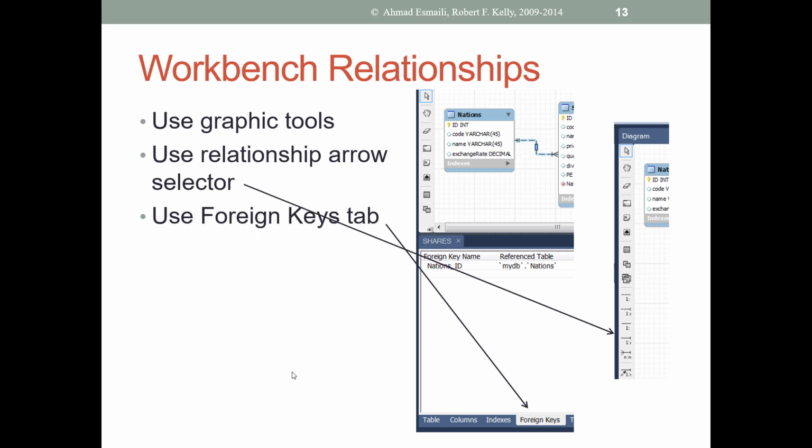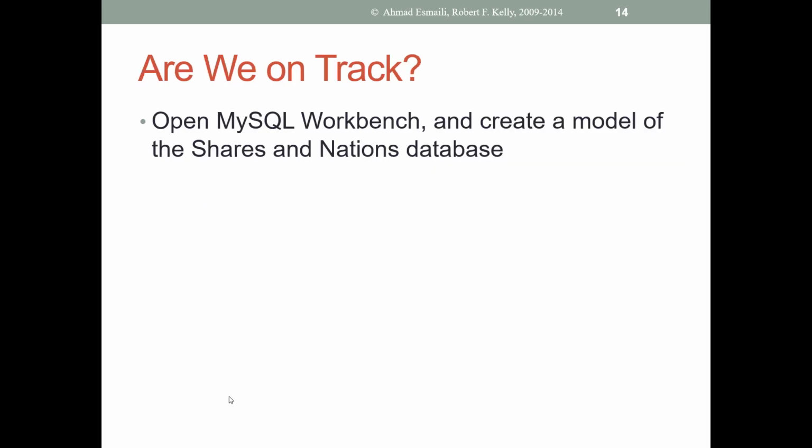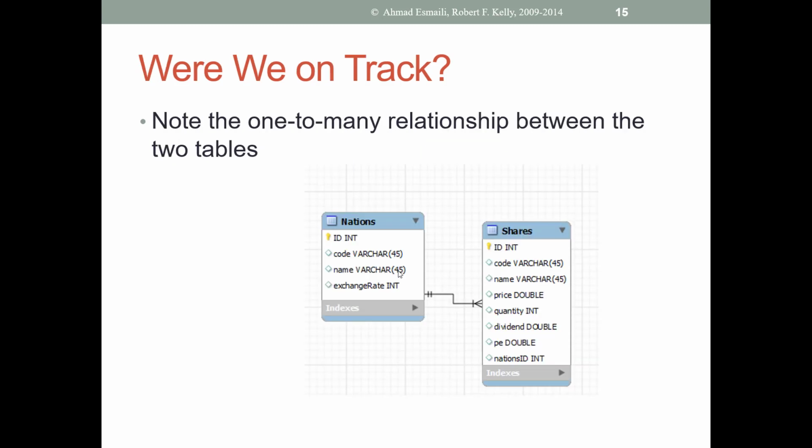Good. So then you can use these symbols as I showed you to show the connections between these two tables, and I gave you the hint how to click the different tables once you have picked the kind of relationship from this section right here. Alright, so now you have this task, which is Are We On Track. Here you need to use MySQL Workbench and create a model for the shares and nations database, something which I showed you in the demo. So that's the Are We On Track exercise for you. If you are successful, you should see something like this.